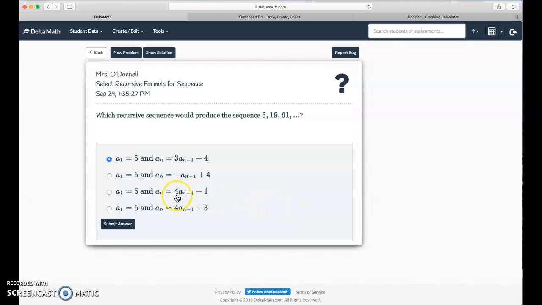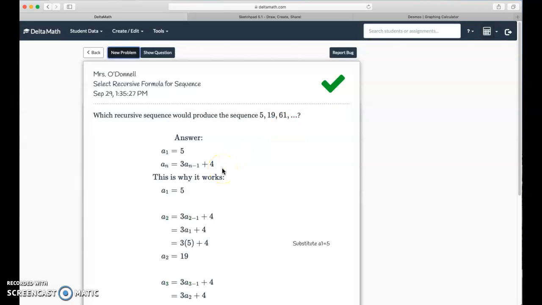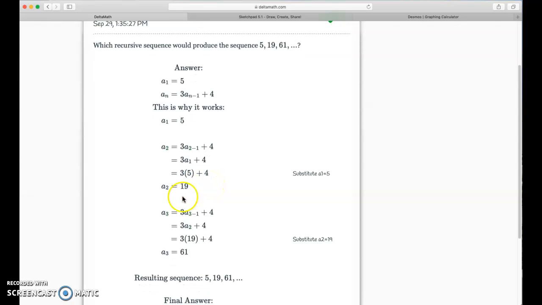But we could check that third one still, right? So we do 4 times 19, which is 76, minus 1 is 75. I wanted to get an answer of 61, and I didn't, so that tells me that, hey, that first one is really the option that I want. Okay, so you're just checking to see between the terms. If you're working it out on paper, your work should look something like this, right? So to find your second term, you're plugging in that first term, multiplying, and then adding 4. To find your third term, you're plugging in the second term, multiplying, and then adding 4.